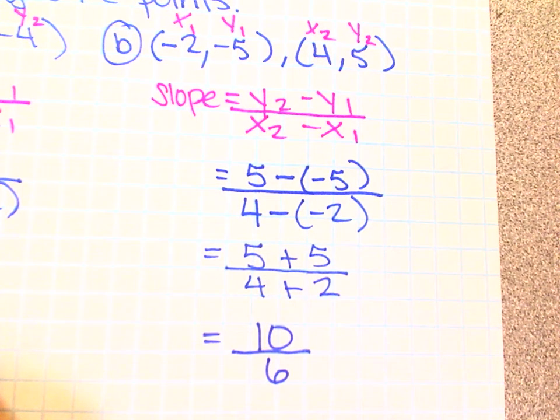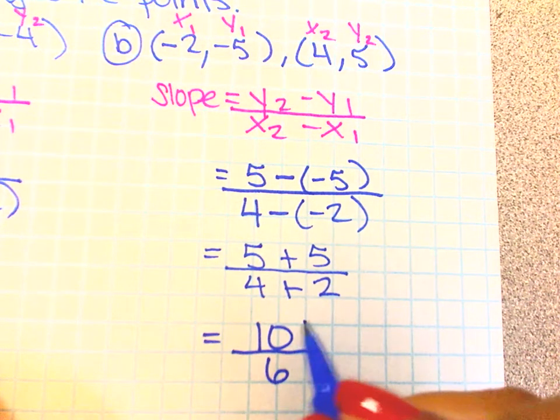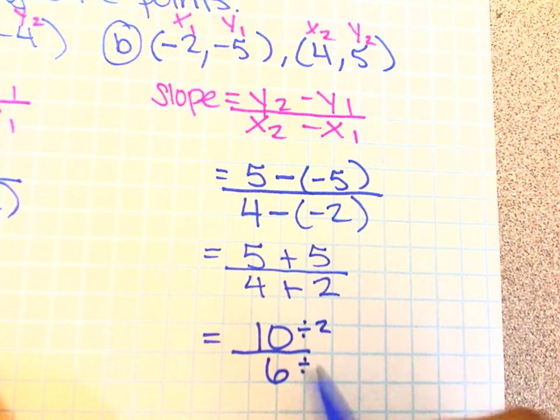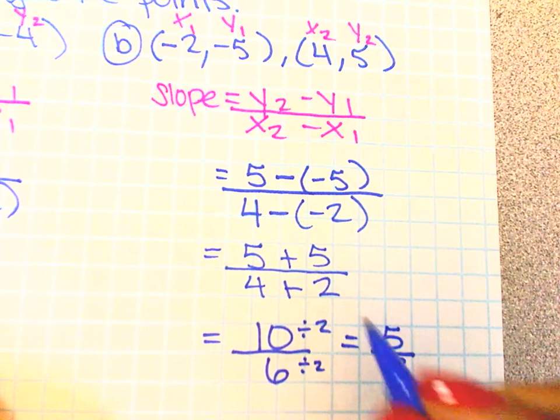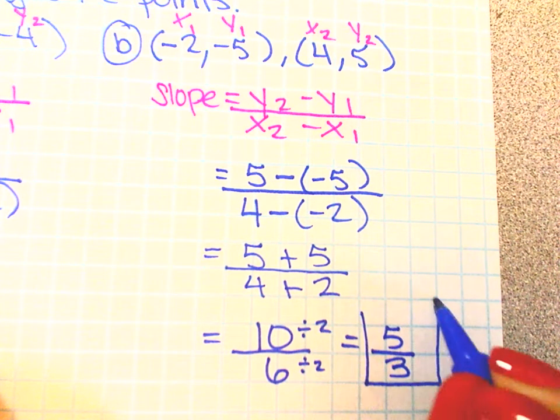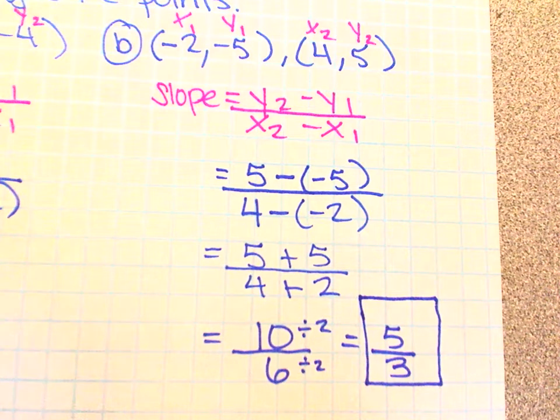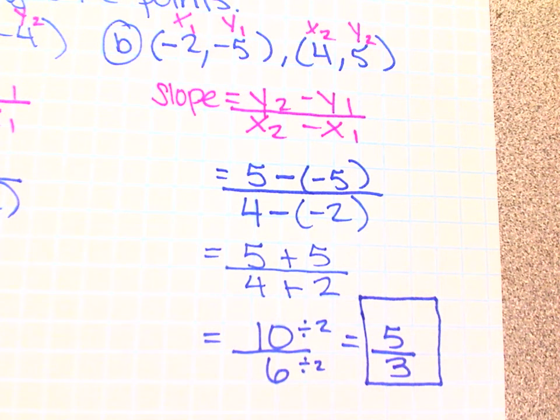I can't leave it like that. Thinking to myself, I can divide both by 2 to reduce my fraction to be 5 over 3. 5 over 3 is my answer. On your test, if you leave it as 10 over 6, your slope will be wrong. Not that it's technically wrong, but it's not the simplest form.